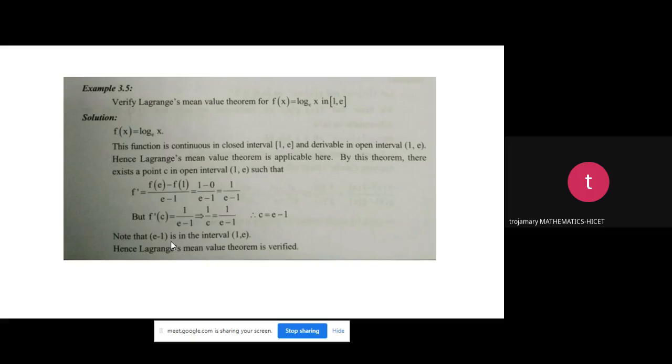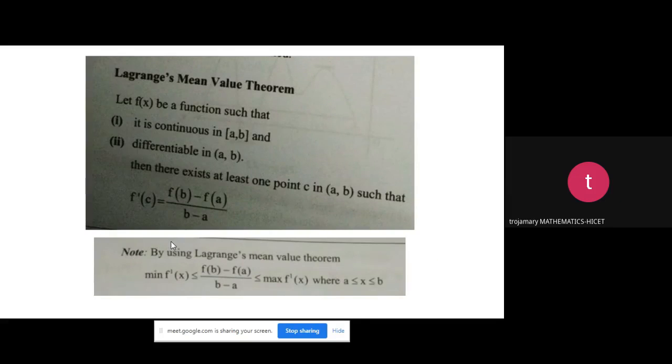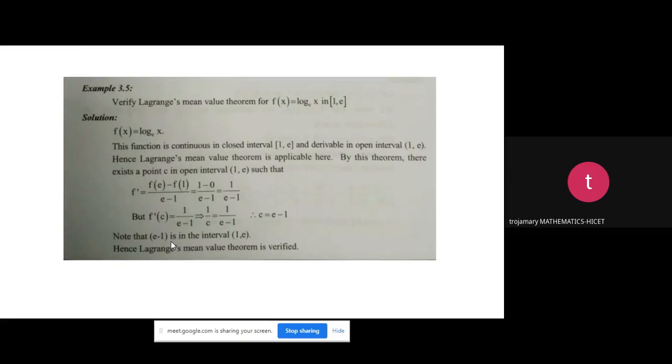Now by this theorem, there exists a point c in the open interval (1, e) such that f dash of c, what's the formula? F of b minus f of a by b minus a. Then f of e minus f of 1 by e minus 1: log e is 1 minus log 1, which is 0, divided by e minus 1. So we get 1 by e minus 1. So f dash of c equals 1 by e minus 1, therefore c equals e minus 1. Now e minus 1 is in the interval 1 comma e, hence Lagrange's mean value theorem is verified.